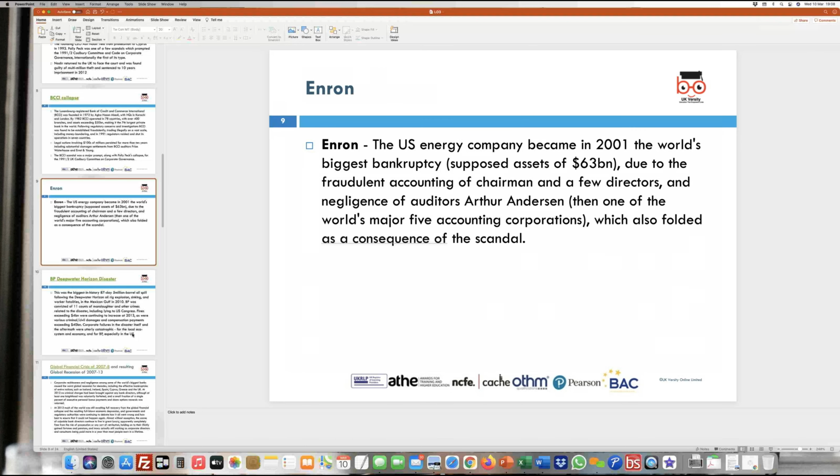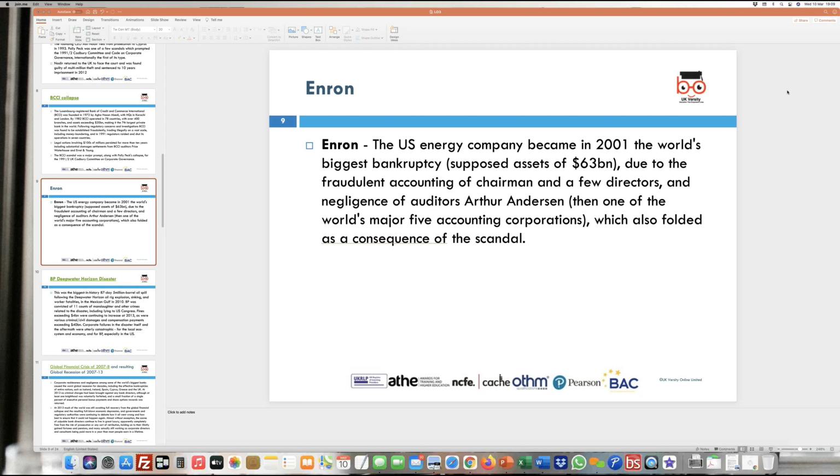Now, everybody's heard about Enron. It was one of the largest US energy companies. In 2001, it went bankrupt. It was one of the biggest bankruptcy scandals to hit our lifetime. The company's $63 billion worth of assets were fraudulently taken away by the chairman and a few directors. This was totally neglected by their auditors, Arthur Andersen, one of the big five accounting corporations in the world. And the money actually just disappeared, and as a result, the whole company collapsed.